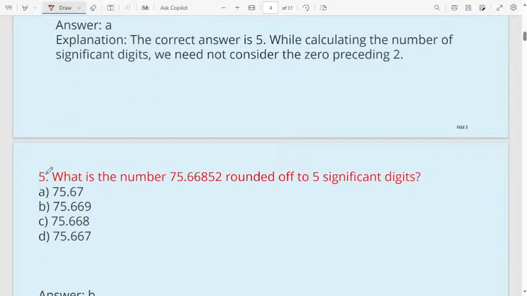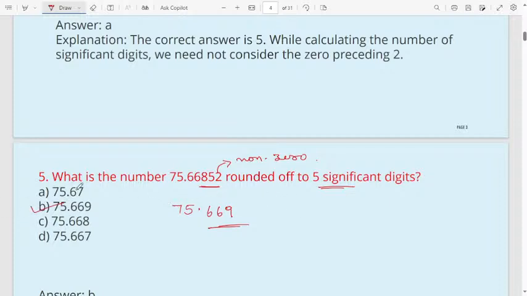Next question is very easy. What is the number 75.66852 rounded off to 5 significant digits? You have to round off to 5 significant digits. 75, 2 significant digits is over, then 6, 6, then 8, then 5, then 2 is there. The next number is non-zero, so you can move to the next number very easily. 75.669 is the correct answer.